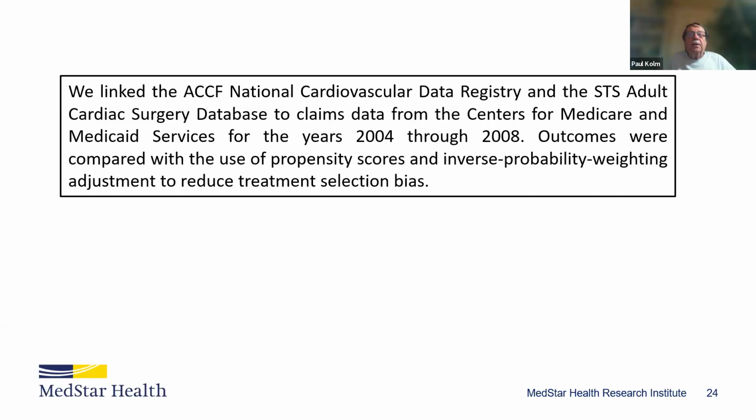And then the outcome that we're going to compare is survival. We're going to use inverse probability weighting to reduce potential treatment selection bias, because obviously this is really two different populations of patients, and it's obviously not randomized. So we're going to need to do something to reduce treatment selection bias.